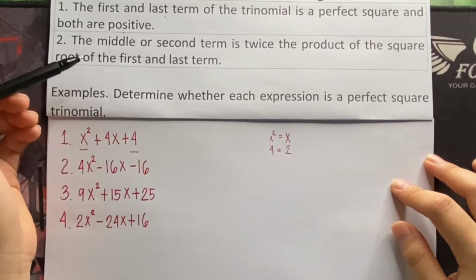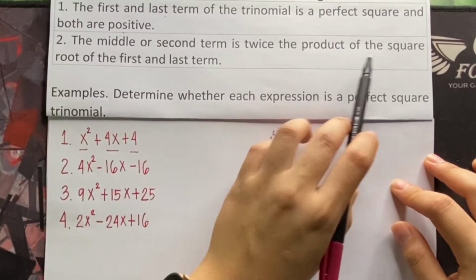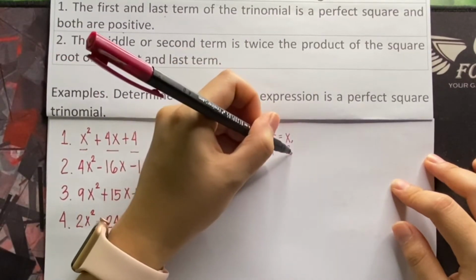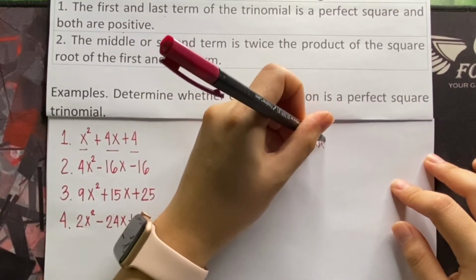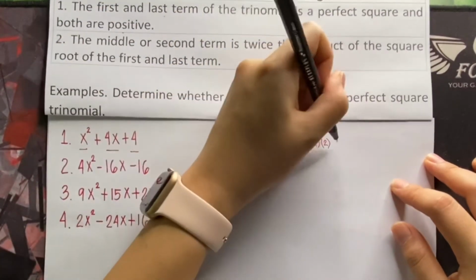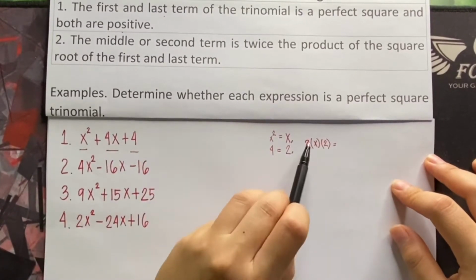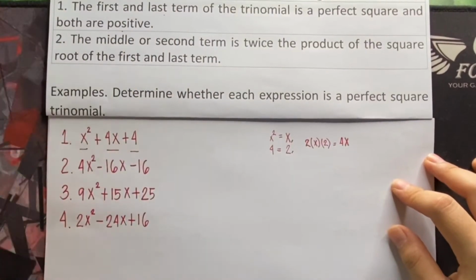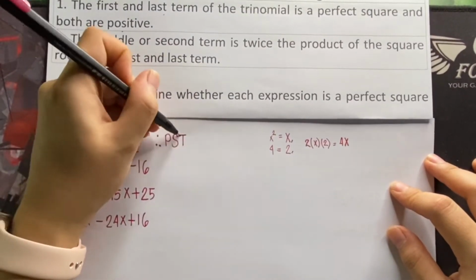Number 2. Yung middle term daw, or yung second term, which is 4x, siya ay twice ng product ng square root ng first and last term. Nasaan ba yung square root ng first? X. Square root ng last term? 2. Product. Ano ang product ng x and 2? And then, twice natin. Kung ano yung sagot dyan, dapat same sa middle term or yung sa second term. 2 times x times 2 is 4x. So, nag-satisfy sa second condition. Ibig sabihin, it is an example of perfect square trinomial.